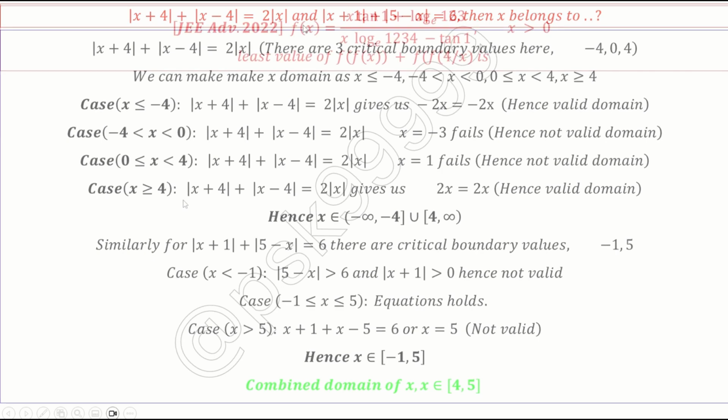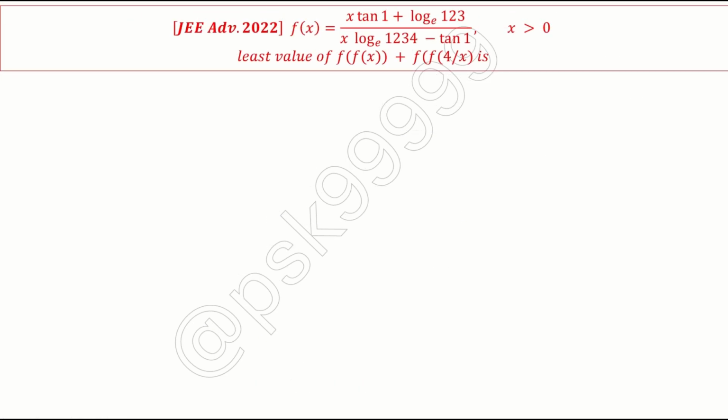Next, let's do this JEE Advanced problem. This came in 2022 JEE Advanced. Very interesting problem. It could potentially come in Mains now. From 2025-26 onwards, you may get this in the Mains.